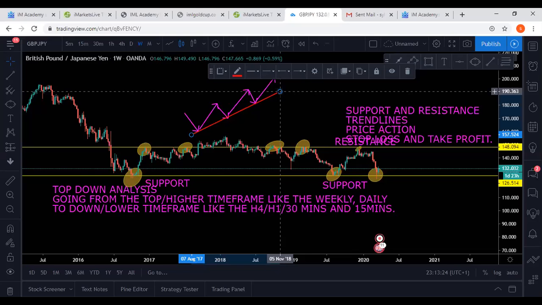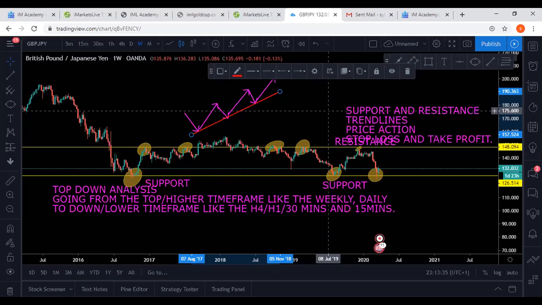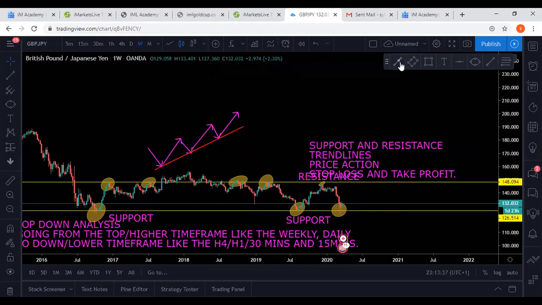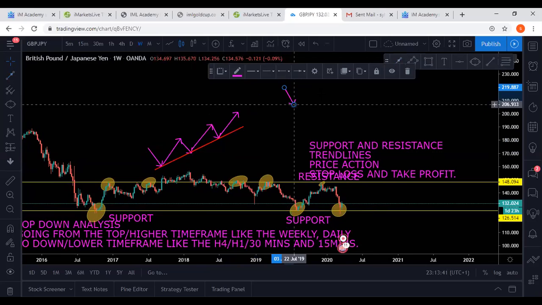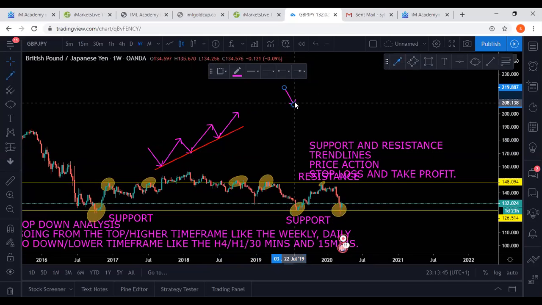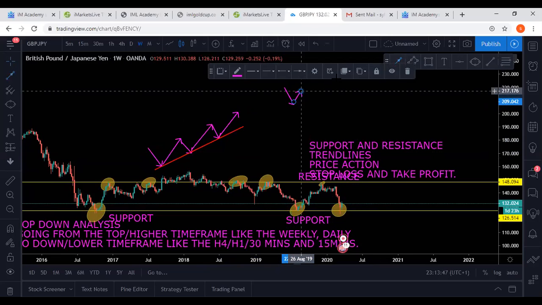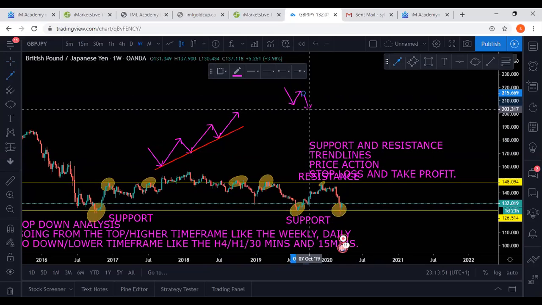Okay, now for a downtrend, you would see something like this. My stuff is almost full. All right, for a downtrend, I'm going to try my best to try this out. Okay, so for your downtrend, you see something like this.